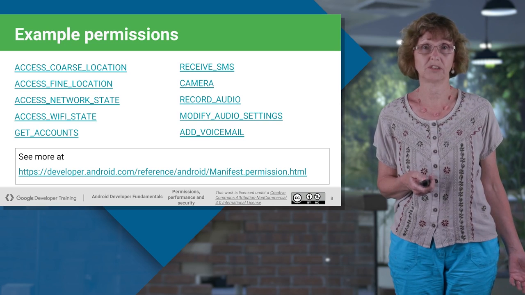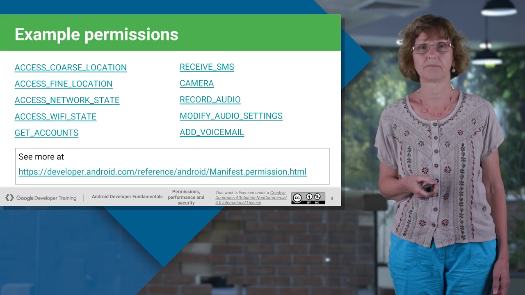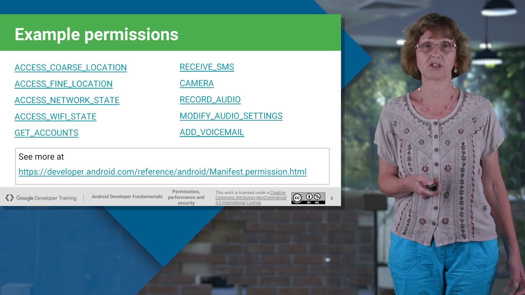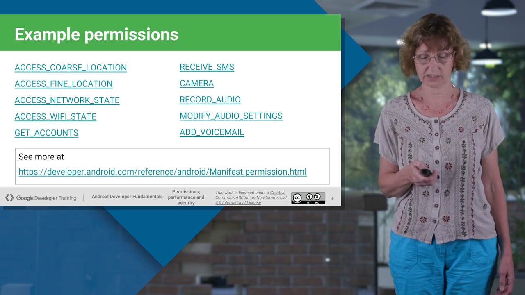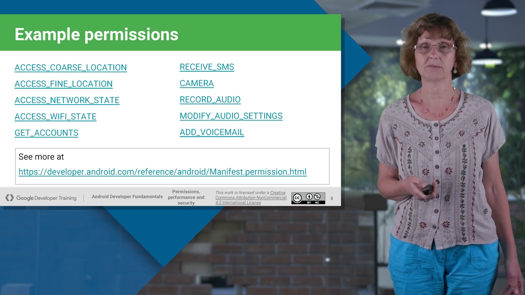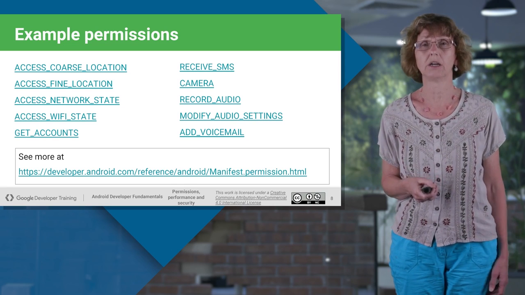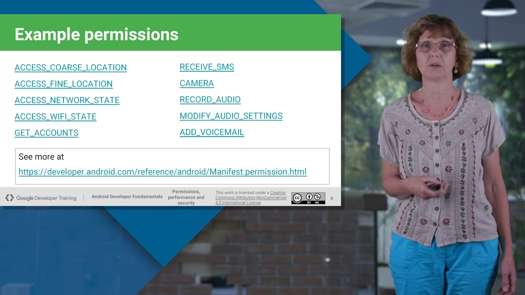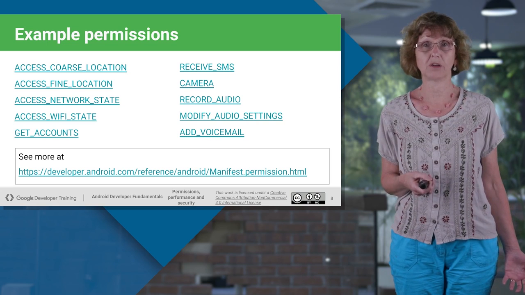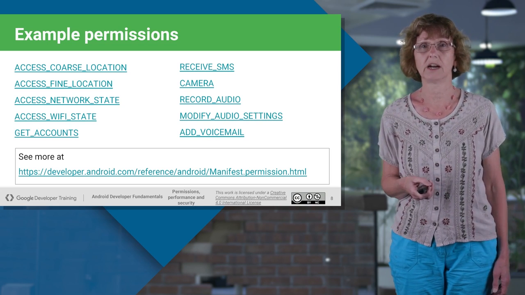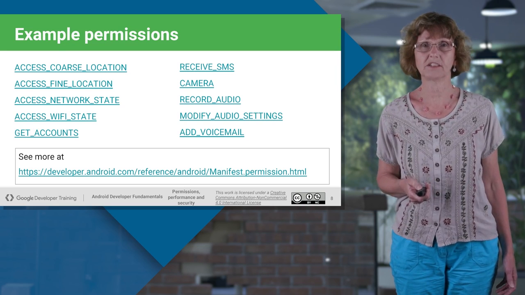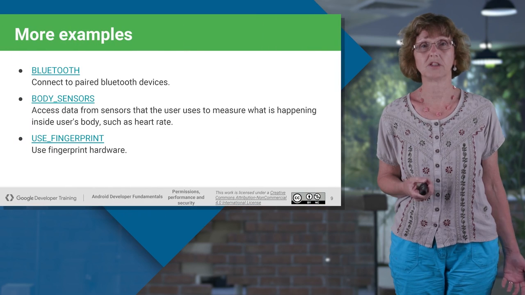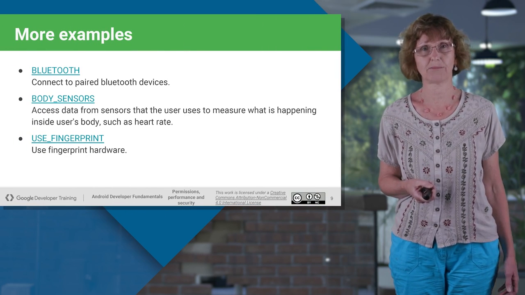You have to get permission to use the network state or the Wi-Fi state. You have to ask permission to get the accounts on the device. That's obviously something that very much affects the user's private data. You have to get permission to receive SMS, to use hardware features like the camera. You have to get permission to record audio on the device because you'll be saving files outside of the scope of the app, to modify the audio settings, make them louder or softer, or to add voicemail. There's actually a long list of permissions and they're all listed in the document linked here. So just a couple more examples, actually just three more examples.